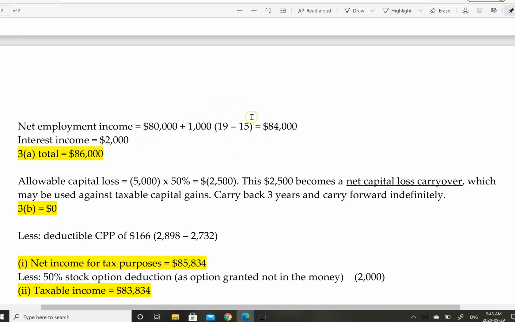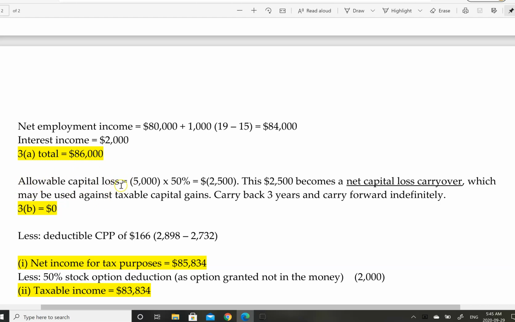Now, for her net employment income, we include her gross salary and then the taxable benefit related to the stock options. So if we look at the top line here, she exercised 1,000 shares of the stock option. The fair market value was 19, but she paid 15. So she has an employment income inclusion of $4,000, and that's how we get the $84,000 for her net employment income.